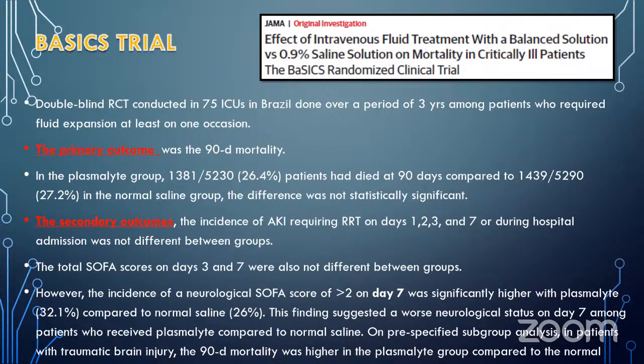So this study showed us that probably there is not much significant difference between the balanced crystalloid group and your saline as far as the mortality or your SOFA score is concerned. But definitely, yes, you can choose these solutions based on your subset of patients or on the various pathophysiological aspects.